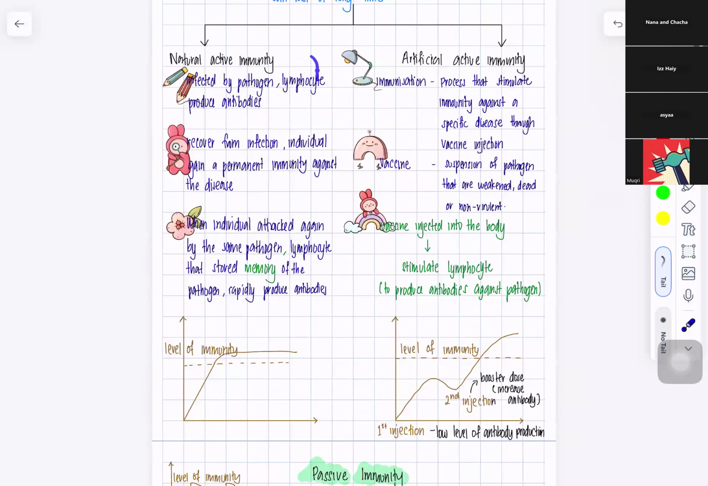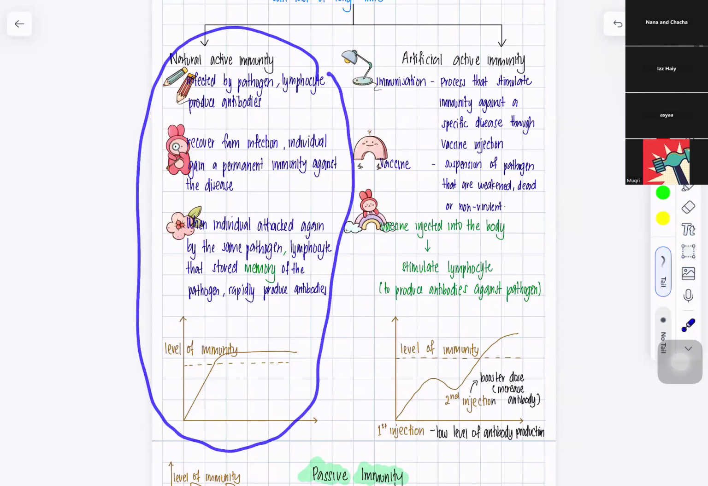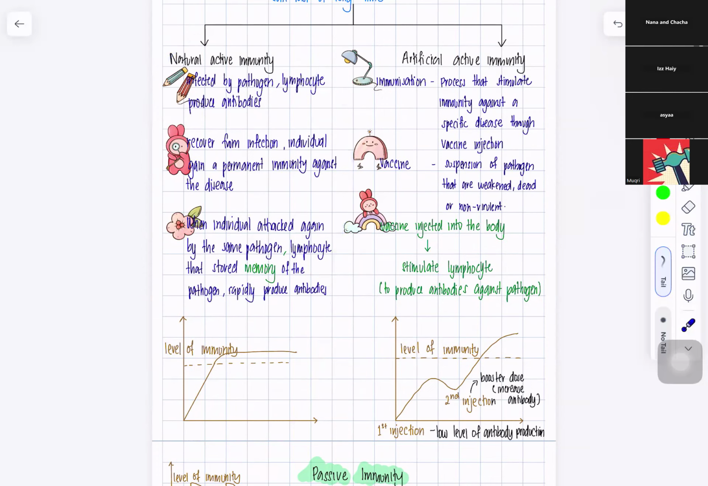Any questions regarding this before teacher proceeds to artificial? Artificial active immunity. We have immunization, the vaccine. Immunization is the process that stimulates immunity against a specific disease through a vaccine injection. Like COVID-19, we take the vaccine, that is artificial active immunity.